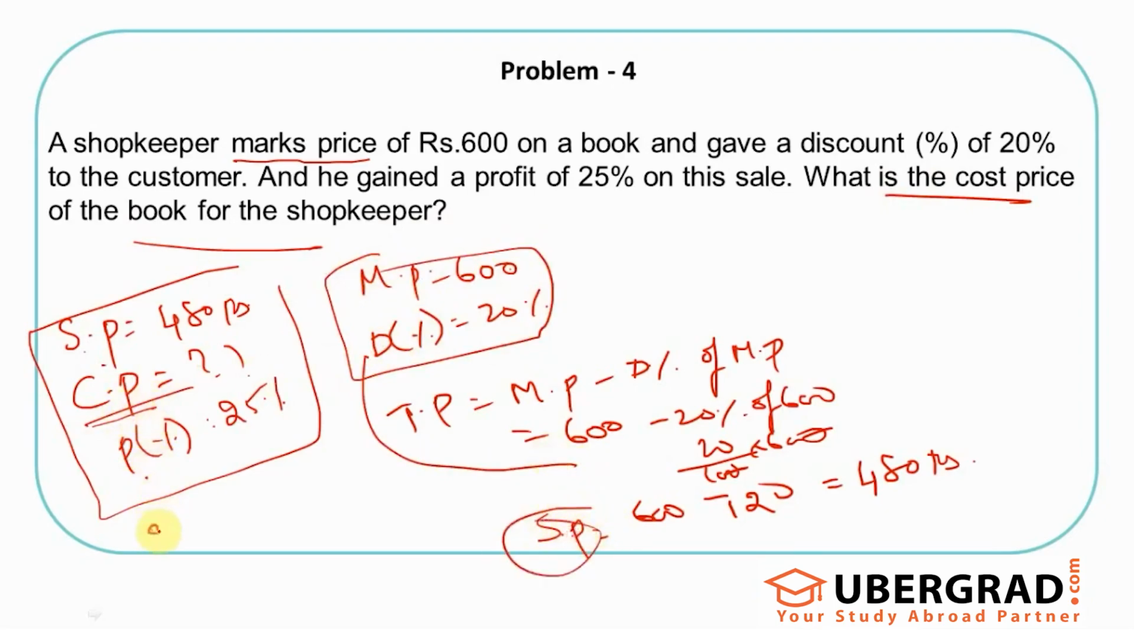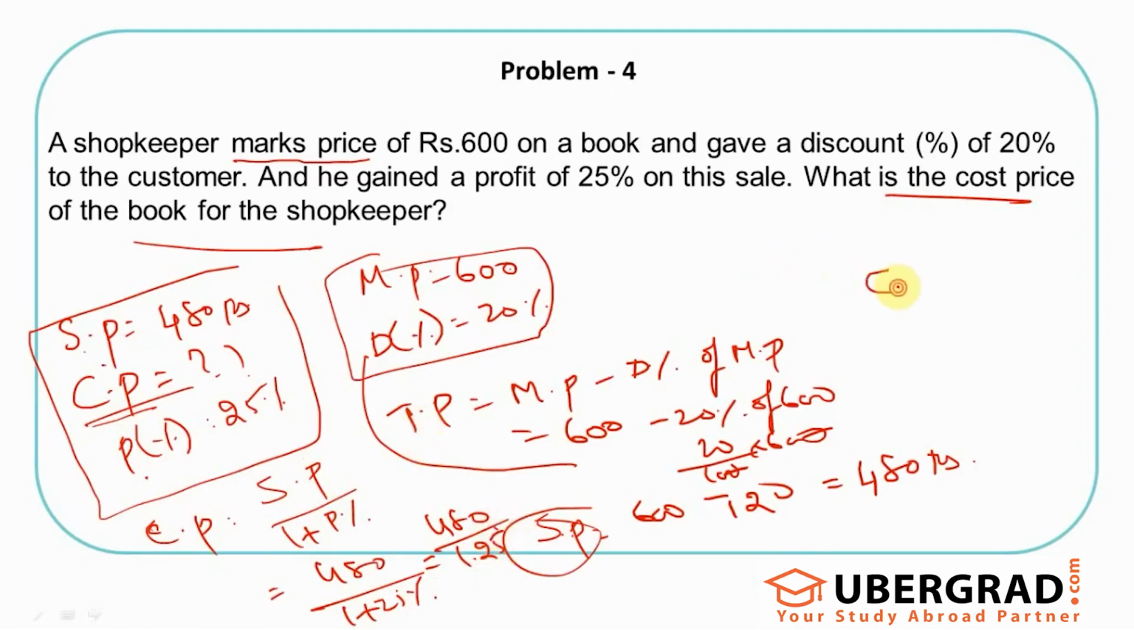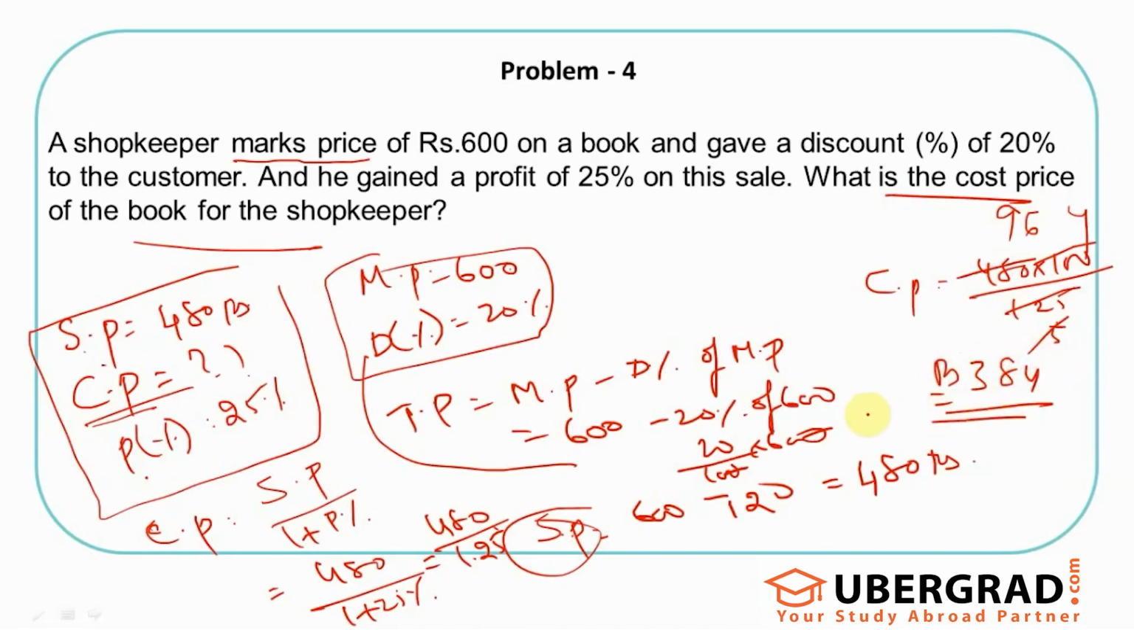So cost price is selling price by 1 plus profit percent. That's 480 by 1 plus 25%. 25 by 100 is 0.25. That's 480 by 1.25. So yeah, it's going to be a little bit complex, I guess. Let's see what it's going to give me. 480 by 125, 25 fives are 125, 4 fives are 20, 5 nines are 45, 96 are, right? This will be 384. Right, 384 rupees. It's not that easy to calculate, but it's okay, don't worry.